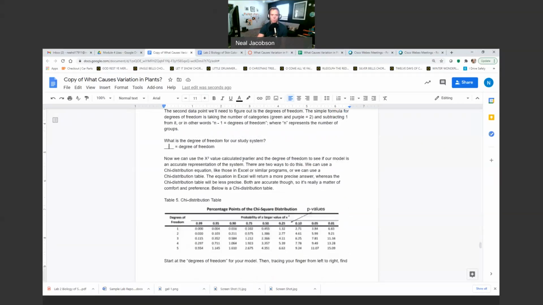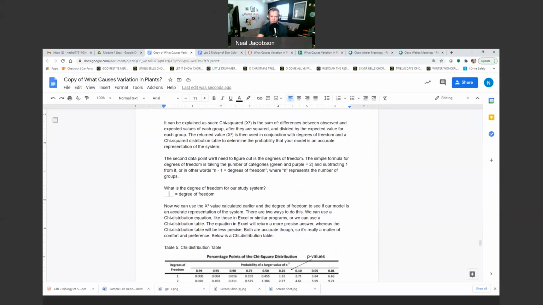All right, the second data point we need is the degrees of freedom. There's a simple formula for degrees of freedom, which is taking the number of categories and then subtracting 1 from that number of categories, okay? So let's do that real quick.